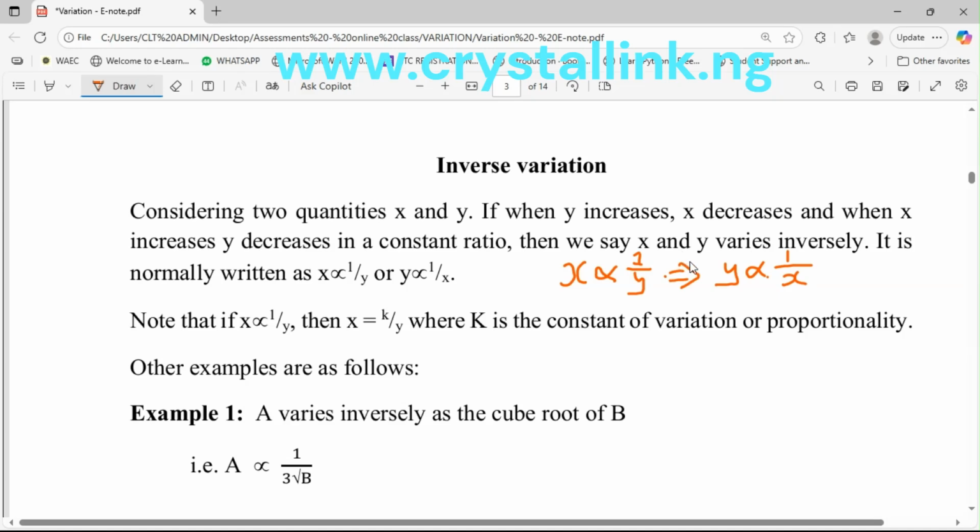Then similarly, what do you do next? You change this to an equality sign. So x equal to k times 1 over y. So x equal to k times 1 will give us k over y.